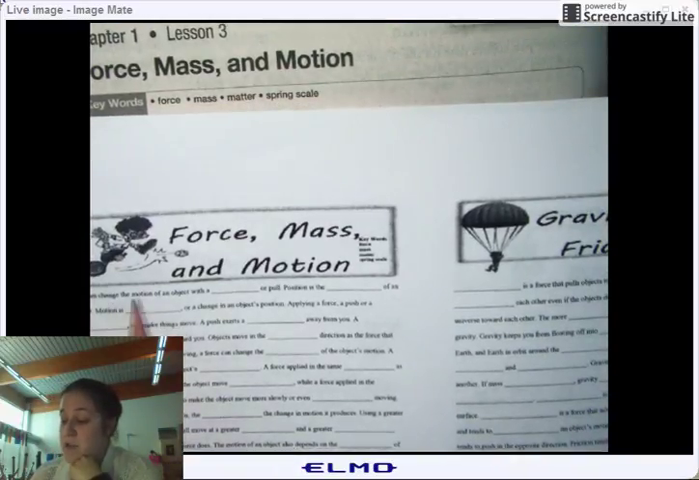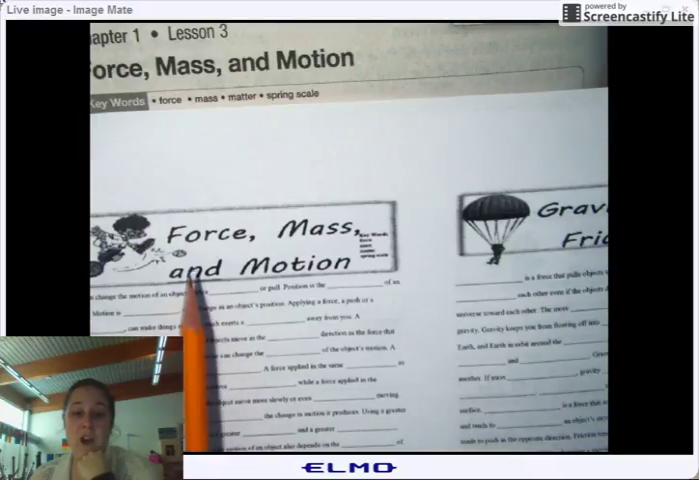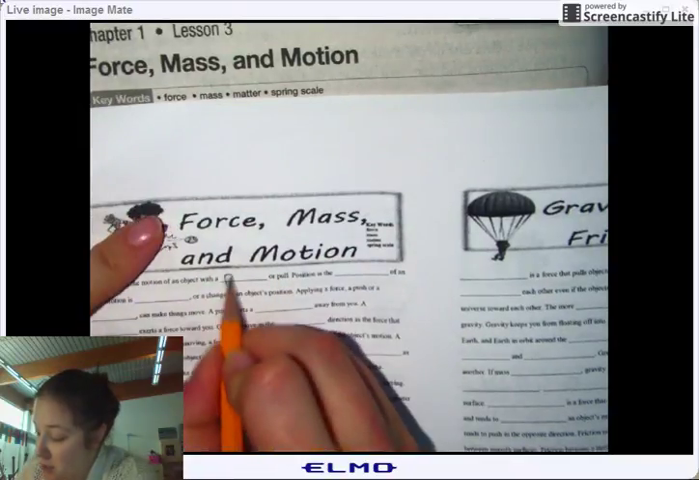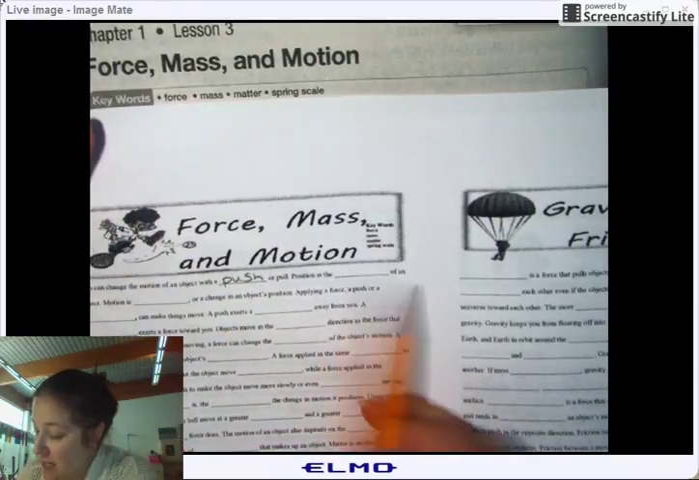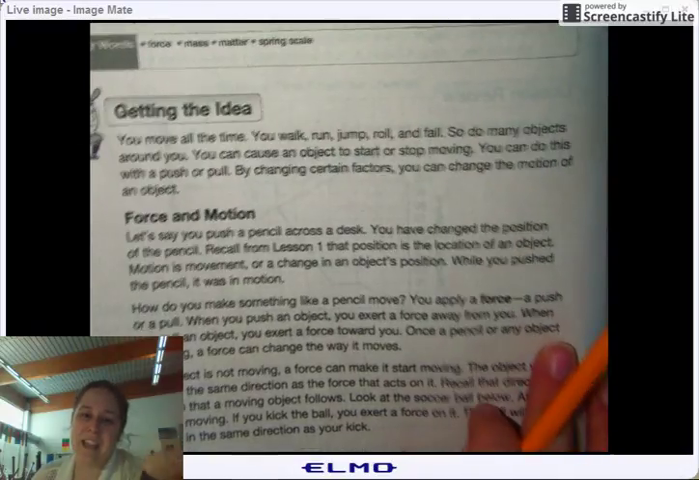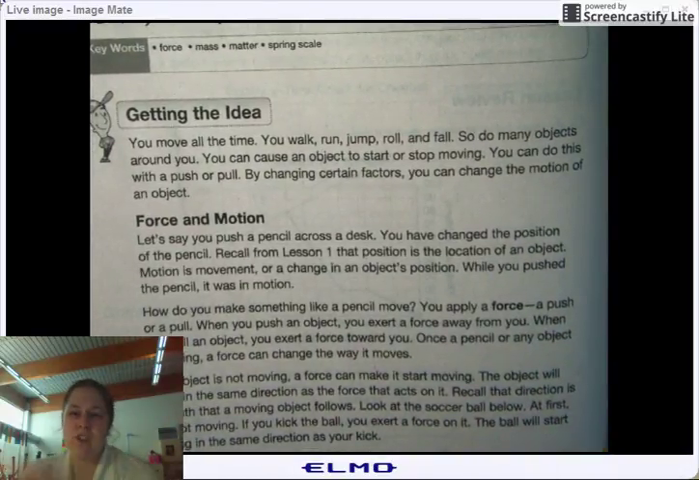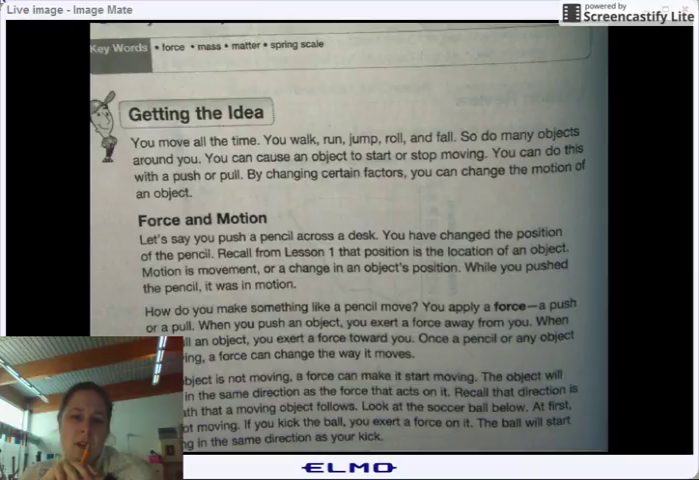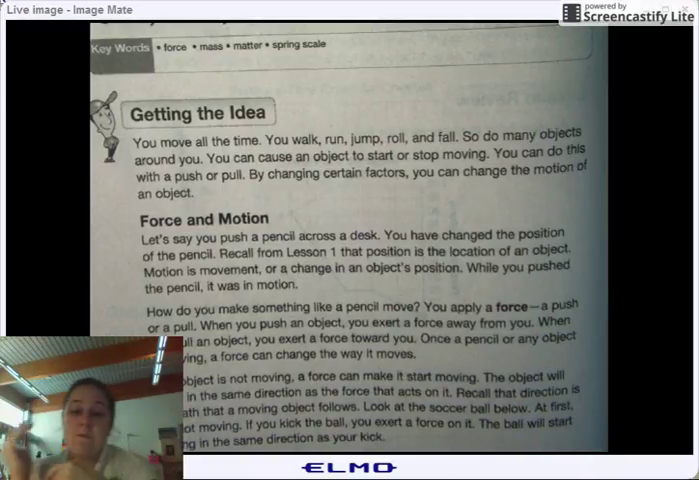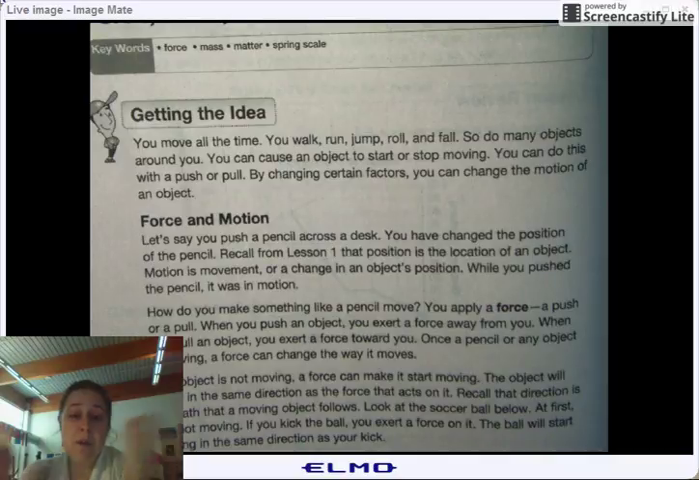So you can change the motion of an object with a blank or a pull. Yep, you should have said push. Position is the blank of an object, so we haven't gotten to that part yet here. Let's say you push a pencil across the desk. You have to change the position of a pencil. Recall from lesson 1 that the position is the location of an object. Motion is movement or a change in an object's position. While you push the pencil, it was in motion.